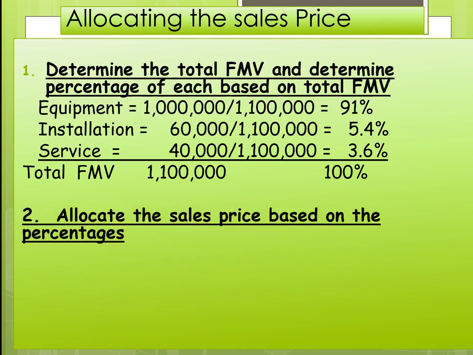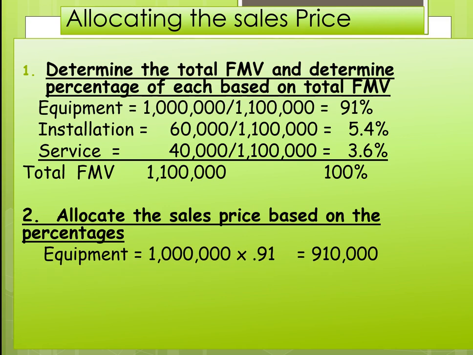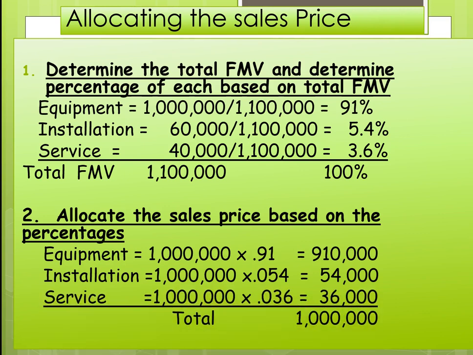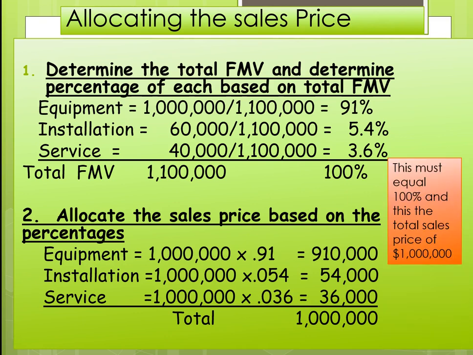Now we're going to allocate the sales price based on the percentages. Equipment is going to equal $1 million times 91%. Installation is going to be $1 million times 0.054, and then we have our services, and again, make sure our total equals the sales price of $1 million. And now we have enough information. So again, this must equal 100%, and this must equal the sales price.